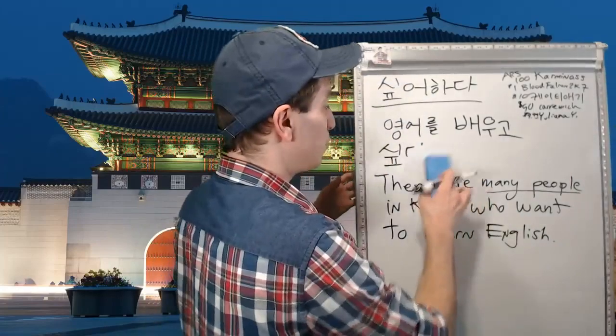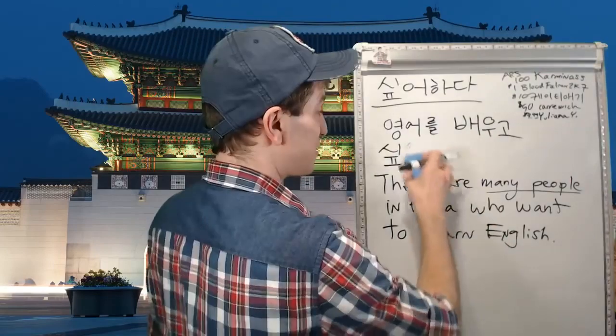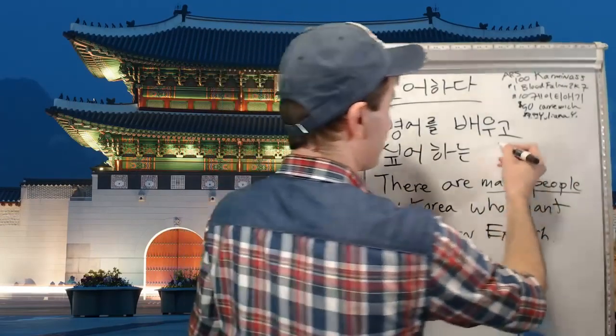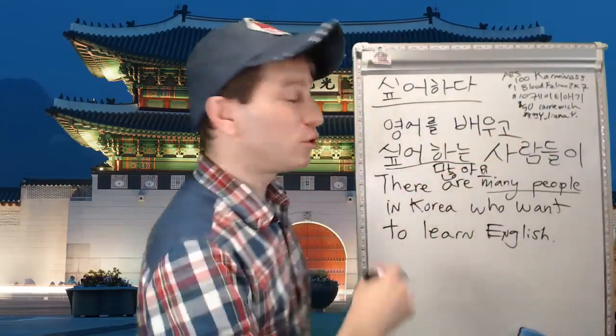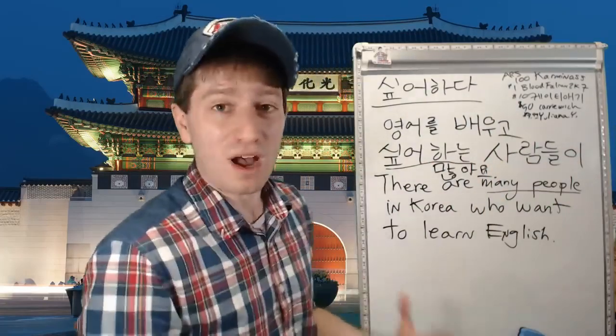But now we're going to say people who want to. If this was a regular adjective, it would just become 싶은. It's talking about the third person. So we have to use 싶어하는. And then we can say 사람, people. So we have 영어를 배우고 싶어하는 people who want to learn English. 사람들이 많아요. There are many people who want to learn English.